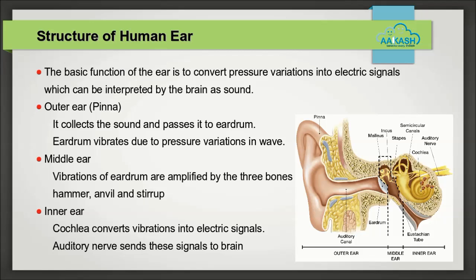The amplified vibrations are passed into the inner ear by cochlea. It converts these vibrations into electrical signals. These electric signals are sent to the brain by auditory nerve, and the brain then interprets them as sound.